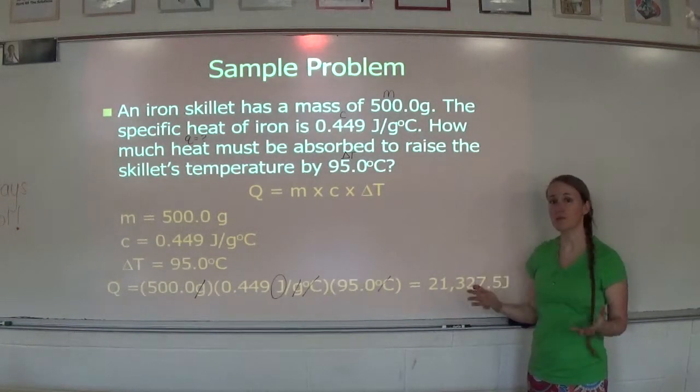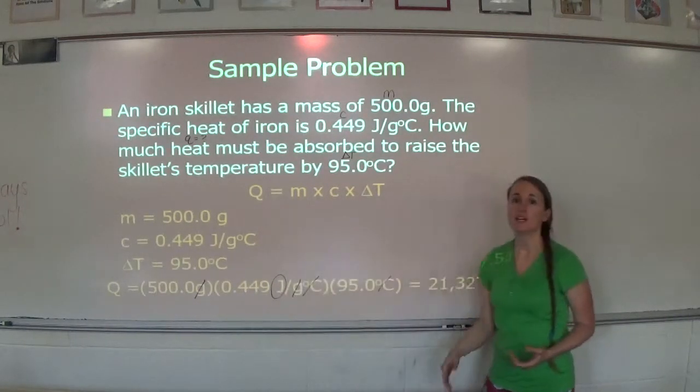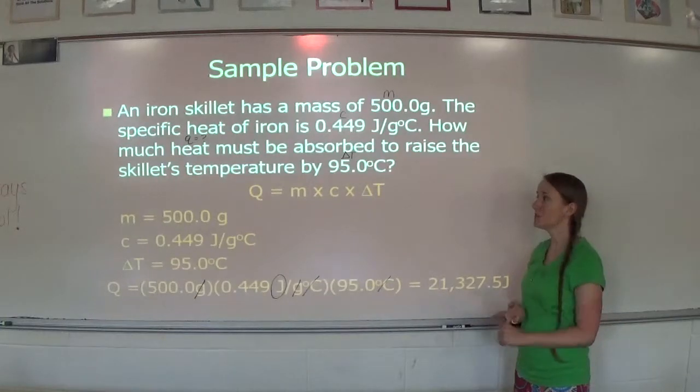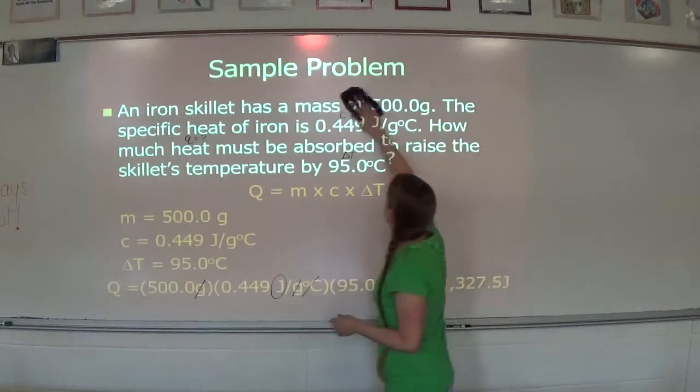Alright, so hopefully that one's not too bad. Like I said, the main thing that my students do is they mix up Q and C. So Q is heat in joules, specific heat is C, and it's joules per grams degrees Celsius. Alright, so let's move on and look at some more.